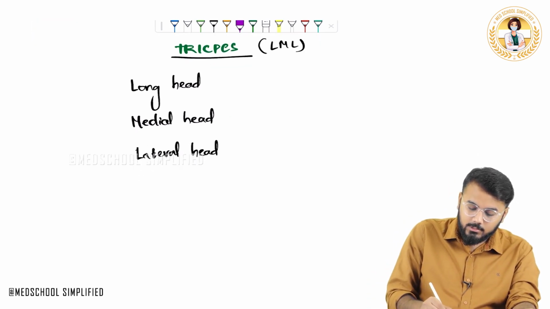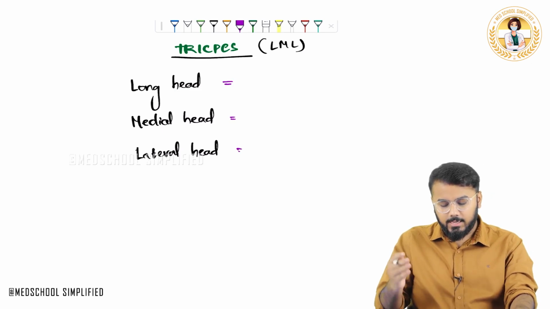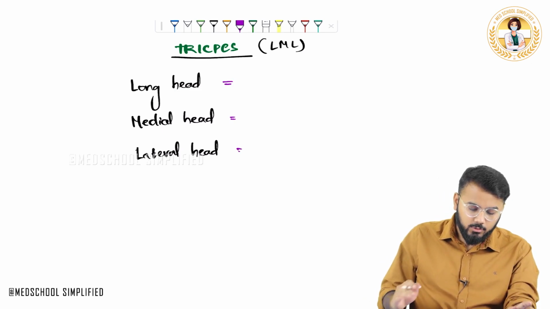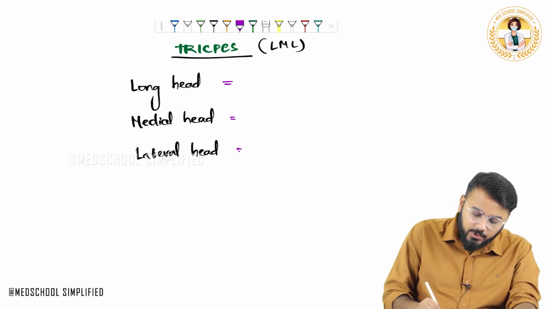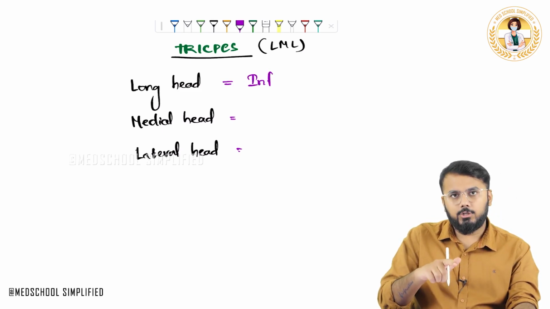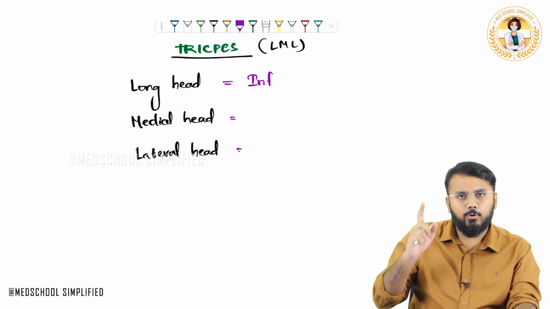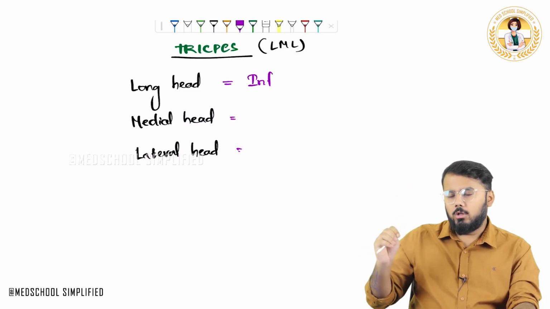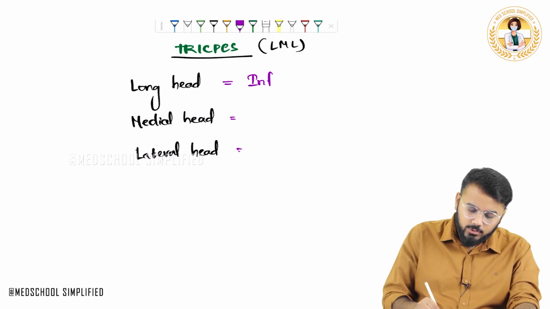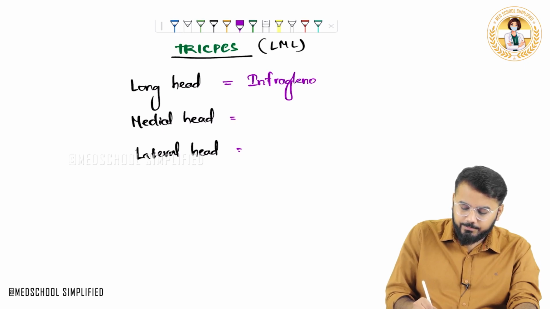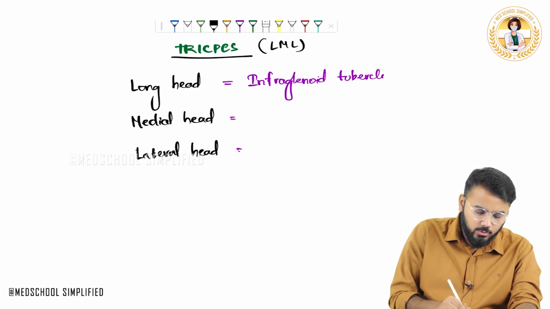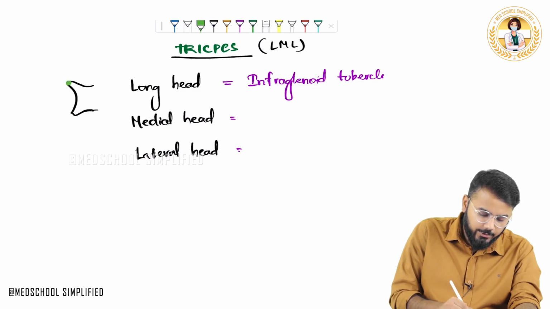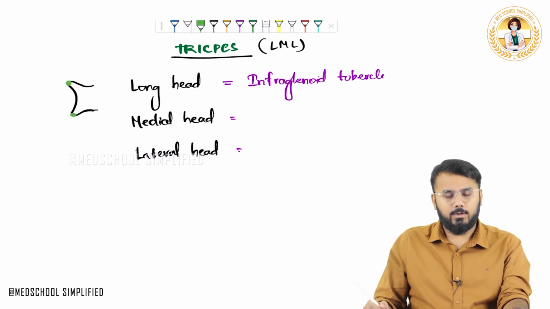So where does the long head originate? Where do the medial and lateral heads originate? We shall write it now. Basically guys, the long head originates from the infraglenoid tubercle. I have already shown you that the scapula, I mean the glenoid cavity, has 2 tubercles. On the top this is called the supraglenoid tubercle, on the bottom you call it the infraglenoid tubercle. So it arises from the infraglenoid tubercle, right? Most of you might know this by now.